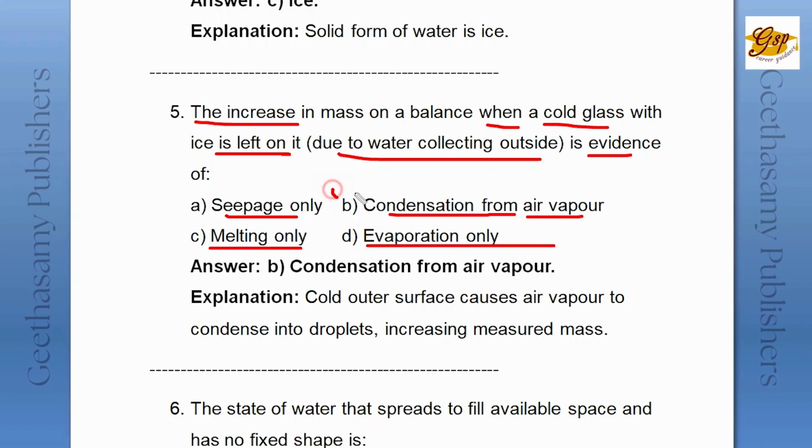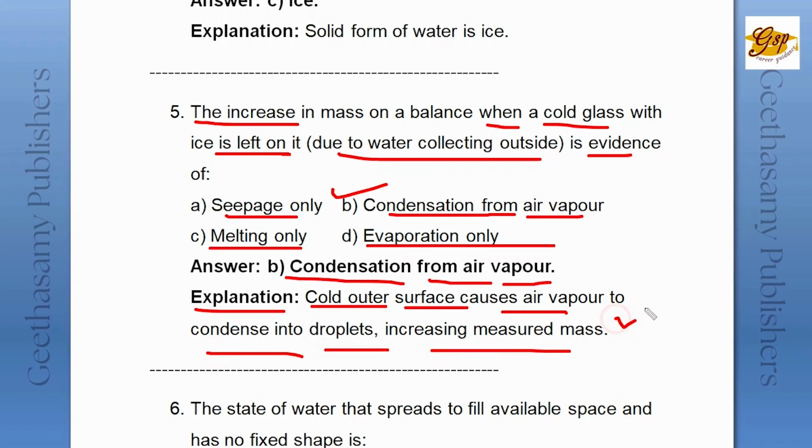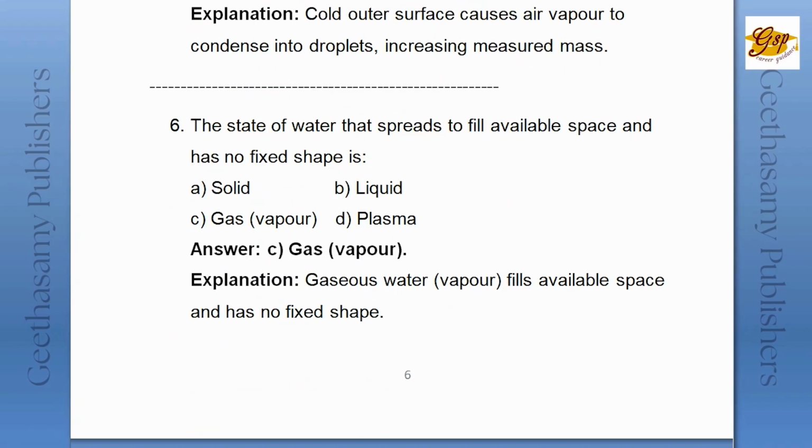The correct answer is B, that is condensation from air vapor. So the cold outer surface causes air vapor to condense into droplets and increases the measured mass. Fine.